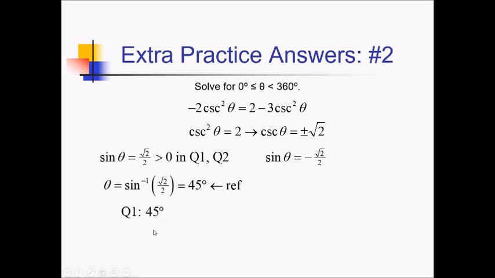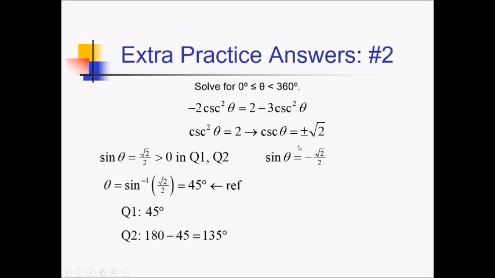And for quadrant 2, we're going to have to start at the 180 line and go backwards 45 degrees above the x-axis into quadrant 2. So 180 minus 45 is going to give us 135 degrees. Over here, we're going to do inverse sine, or actually we have to figure out what quadrants we're in over here.